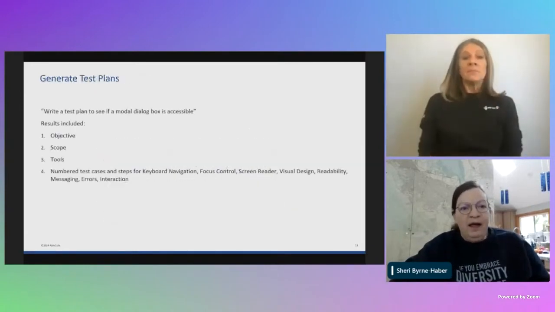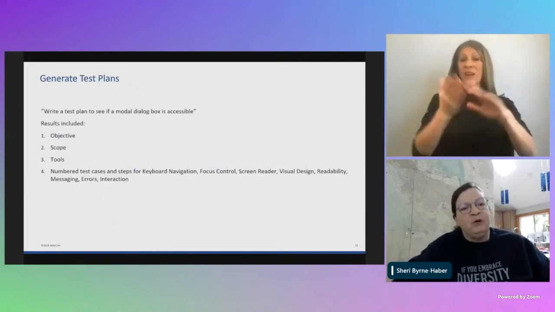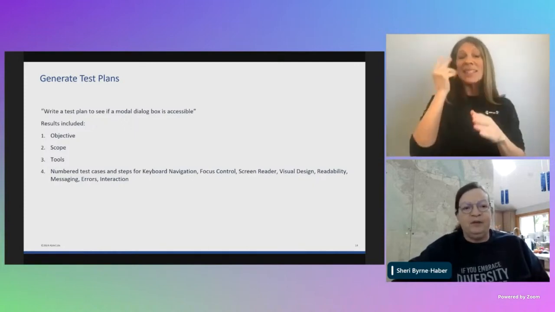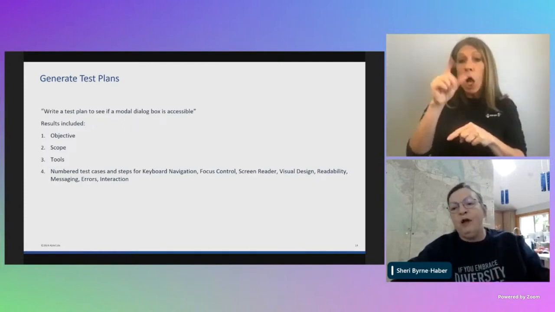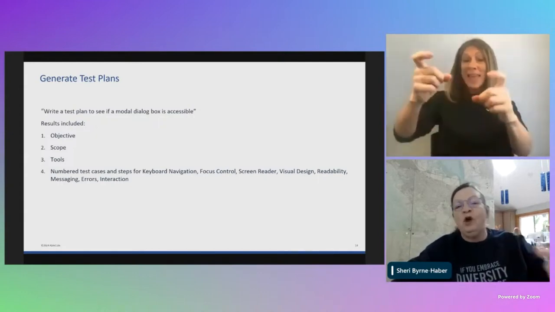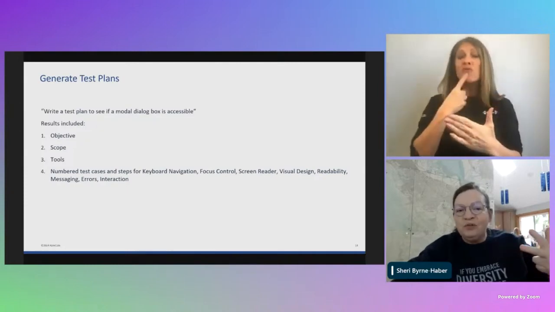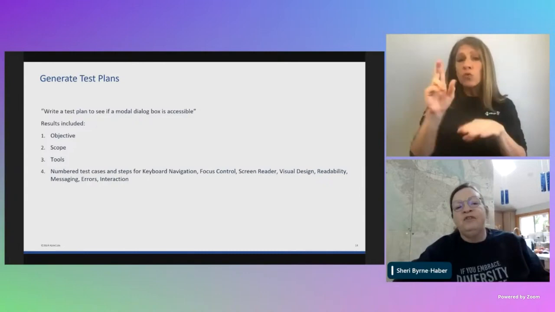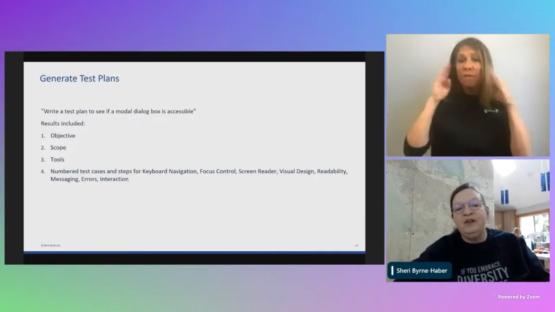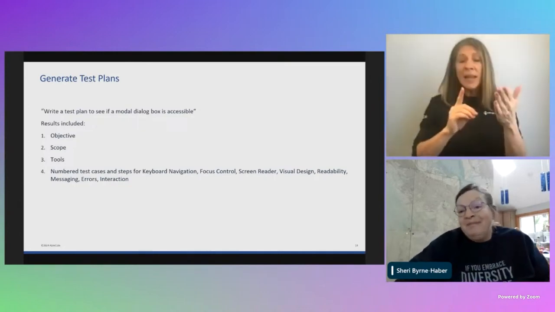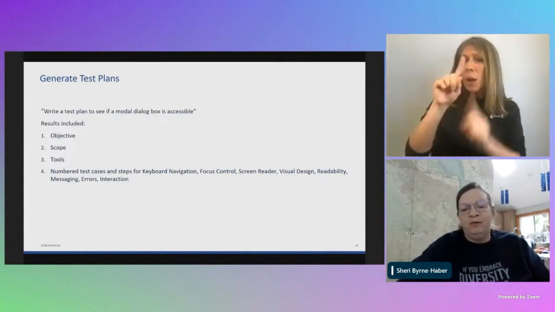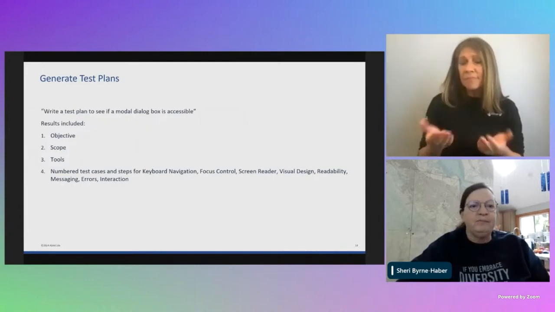Okay, moving on. It can generate test plans. So I've got a shorter one here that said, write a test plan to see if a modal dialog box is accessible. And it gave me a result, and you can try putting this query into ChatGPT yourself. It gave me an objective, it gave me scope, it told me what assistive technology tools to use, and it gave me numbered steps for testing keyboard navigation, focus control, visual design, messaging errors, and interaction. That's pretty good. Modal dialog boxes really don't need too much more than that in order to test.